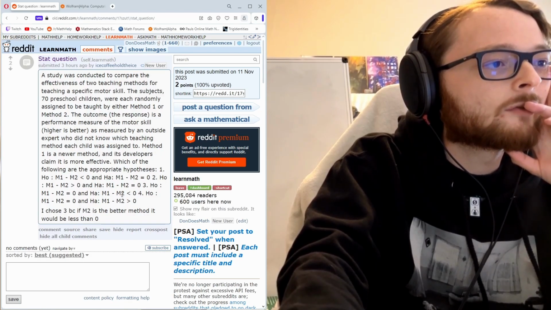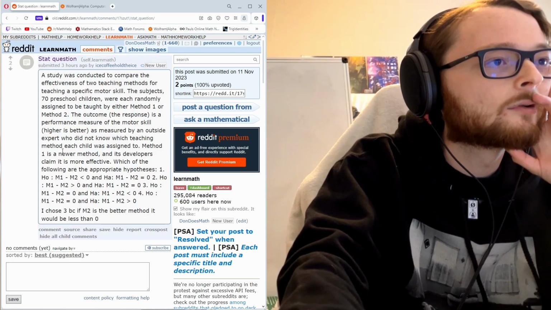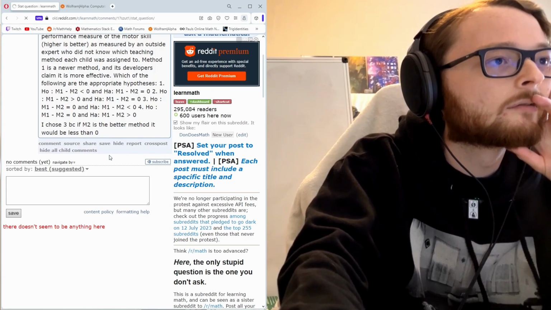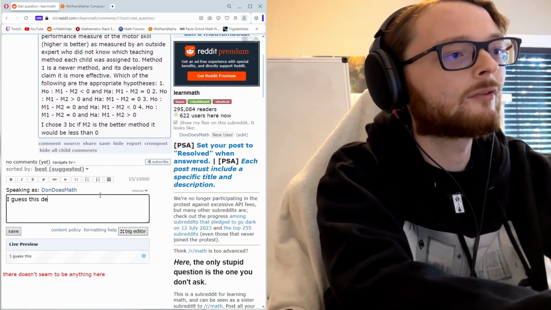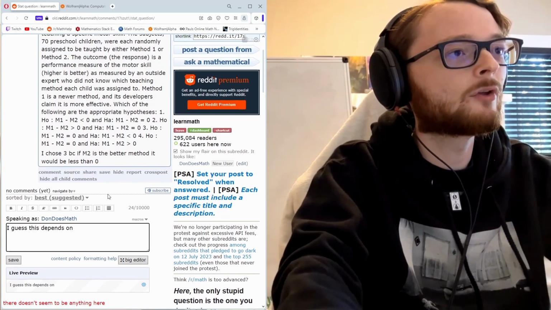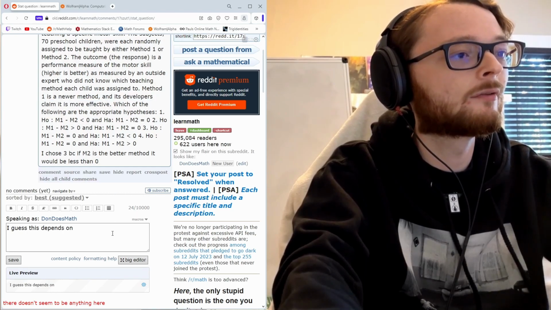If M2 is the better method, it will be less than 0. But we're trying to prove, in theory, I guess this depends. So method 1 is a newer method that the researchers or developers claim is more effective. So we want to go with the alternative.